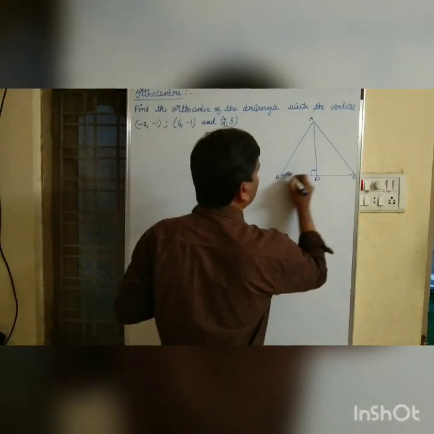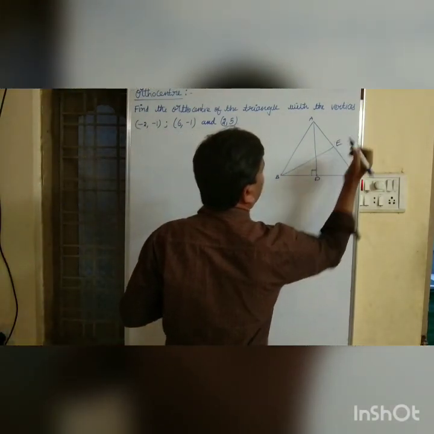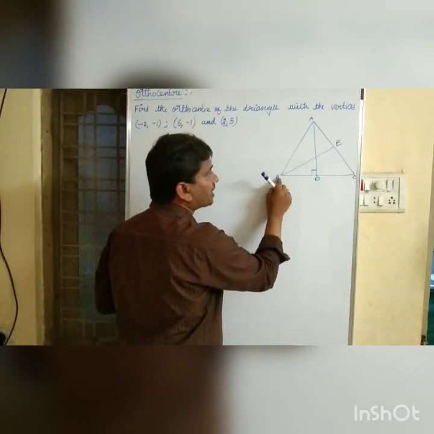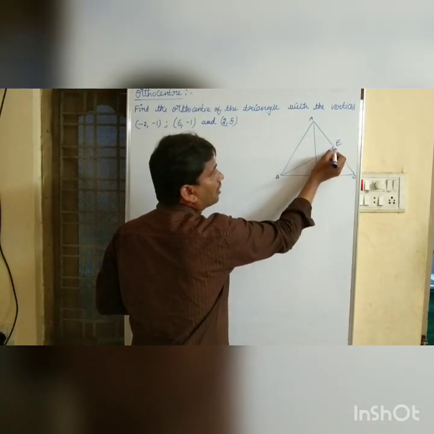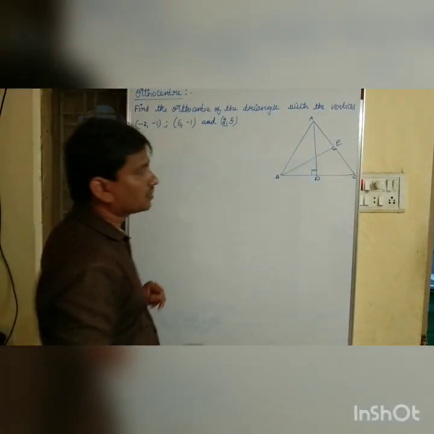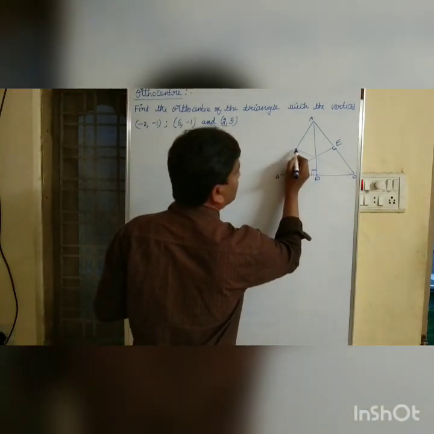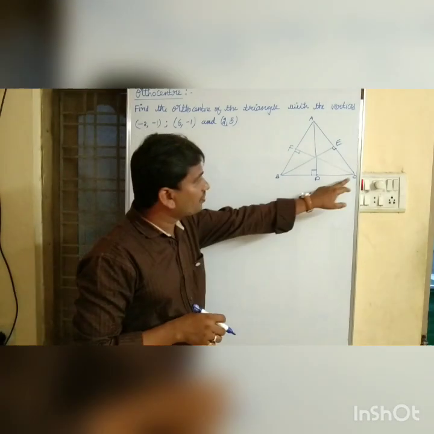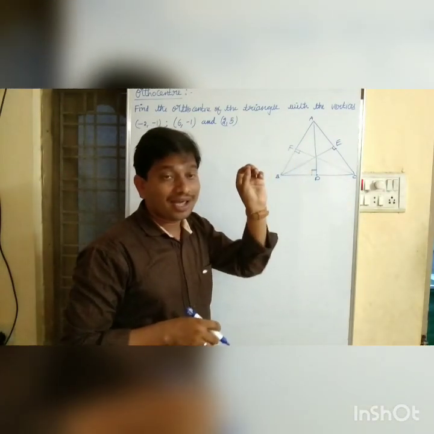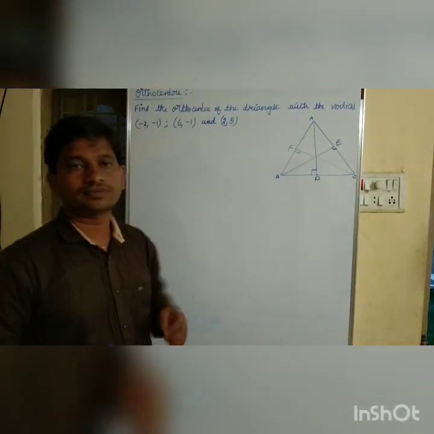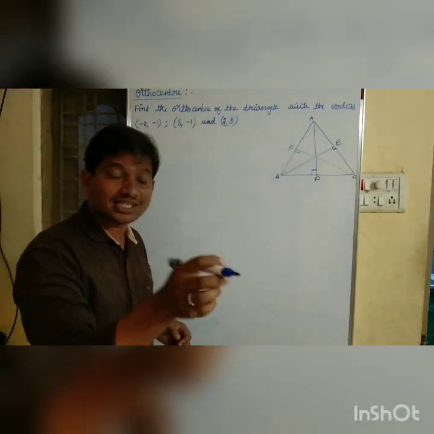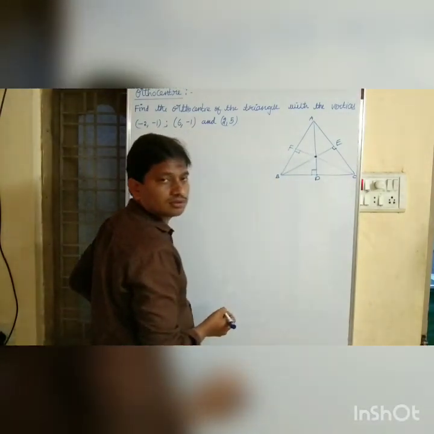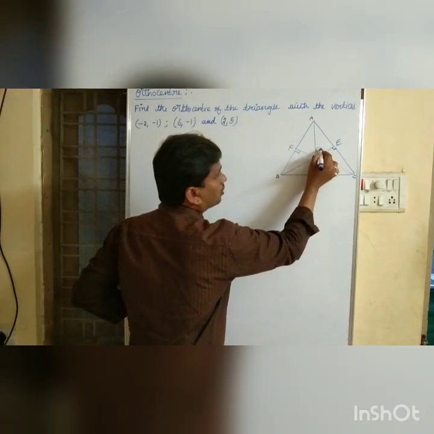And BE, a line segment that joins a vertex to its opposite side, and it must be perpendicular to it as well as CF, a line segment joining a vertex to its opposite side, and it must be perpendicular to it. So the point of concurrence of all these three altitudes, this is the point of concurrence, and this is called the orthocenter.